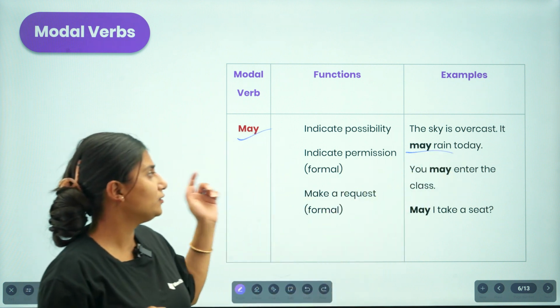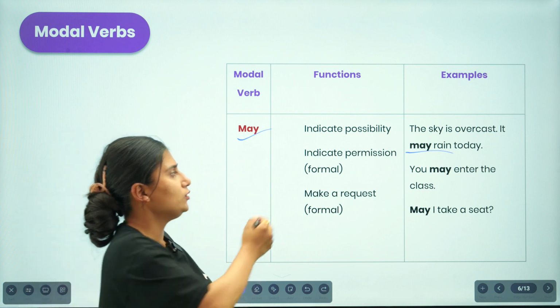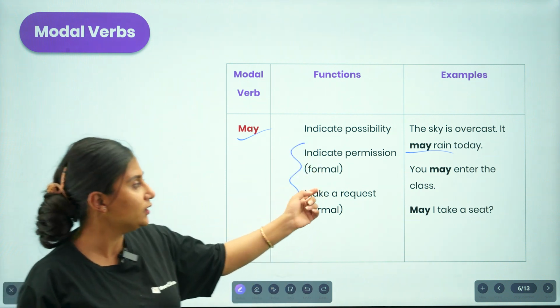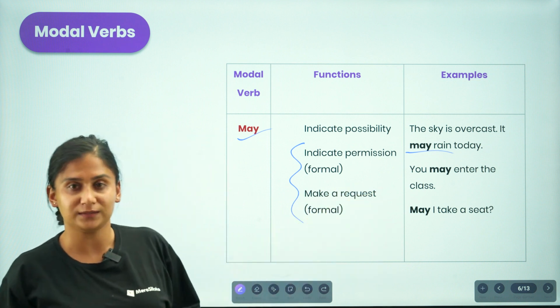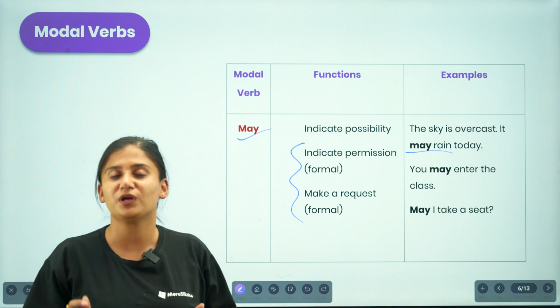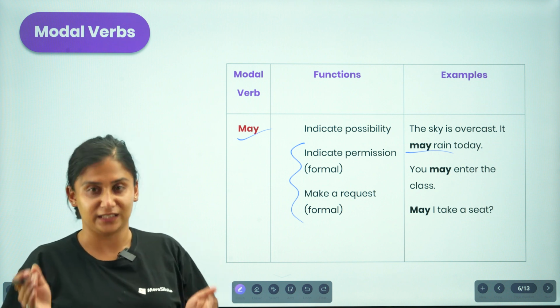Similarly, in order to make a formal request or also to talk about permission, we use may. For example, you may enter the class. If we ask our teacher, can we enter into the class? May we get inside? The teacher says, yes, you may.